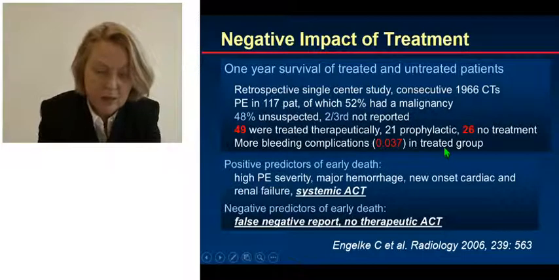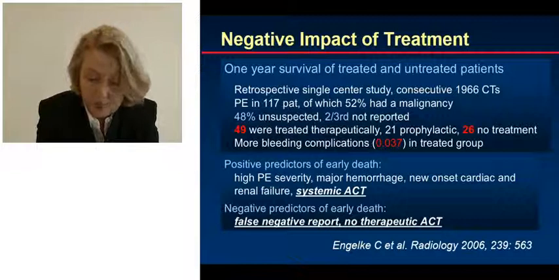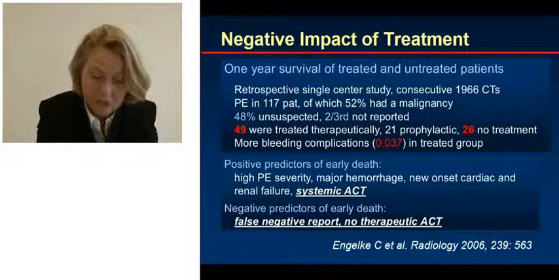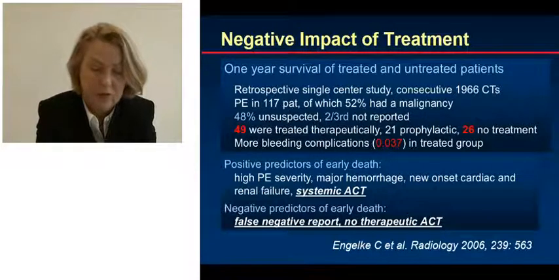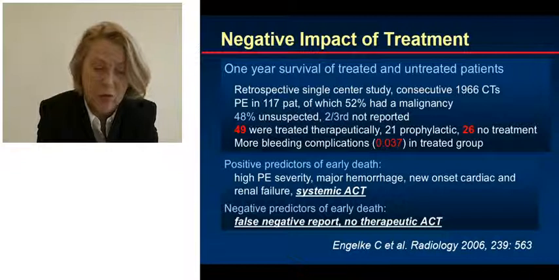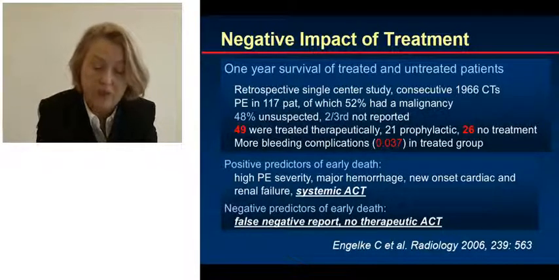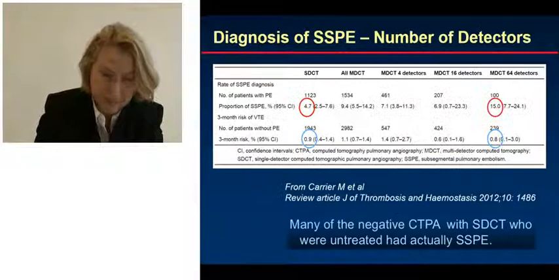A positive predictor of early death was high PE severity, major hemorrhage, new onset cardiac and renal failure, and systemic anticoagulation therapy. As opposed to a negative predictor of early death was a false negative report, the radiologist didn't see the pulmonary emboli, and no therapeutic anticoagulation.